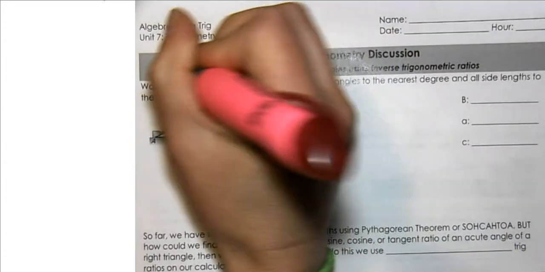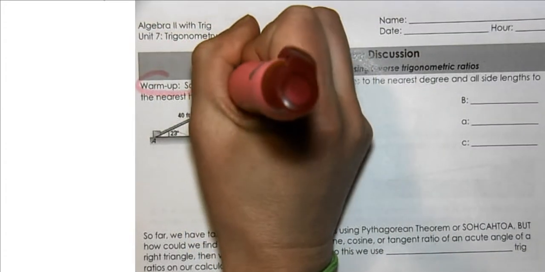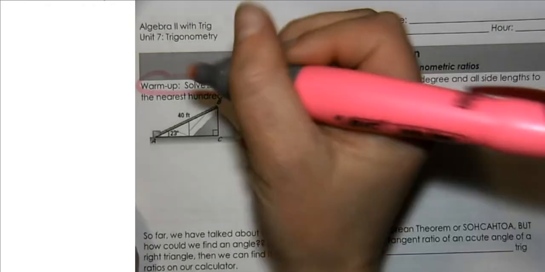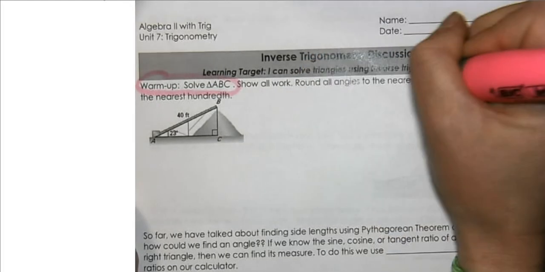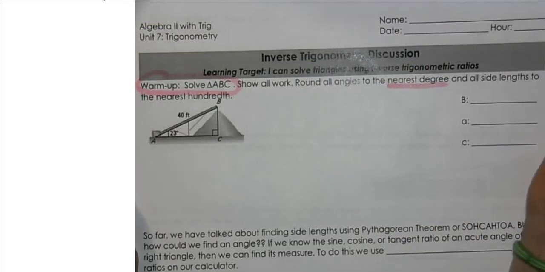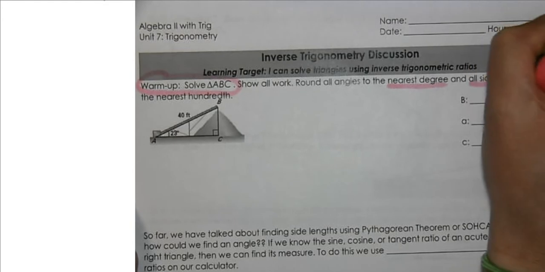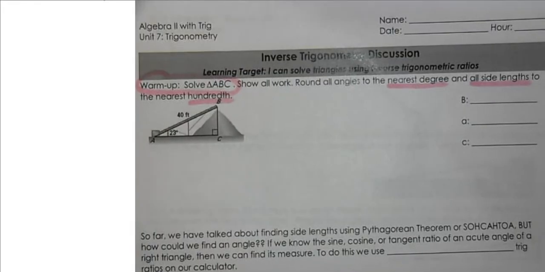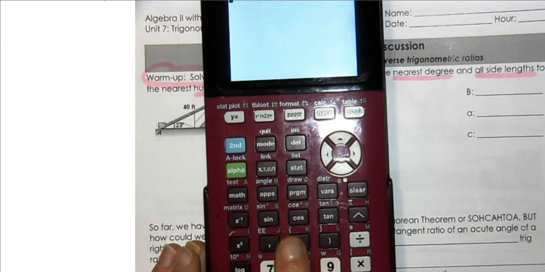So what I would like you to do is please pause the video and solve this right triangle. I want you to show all of your work and round all angles to the nearest degree, if that makes sense, and all side lengths to the nearest hundredth. You will need a calculator for this lesson, so make sure that calculator has sine, cosine, and tangent capabilities. So make sure that you have that.